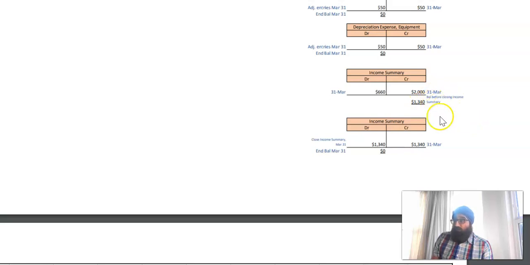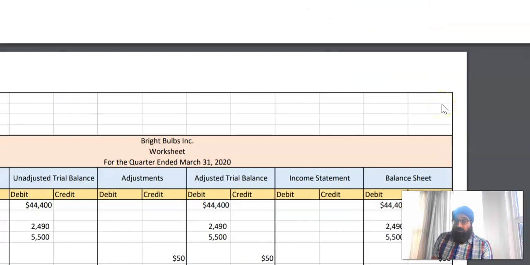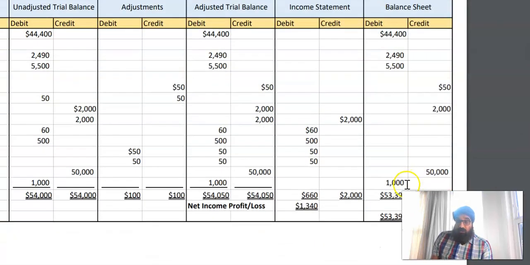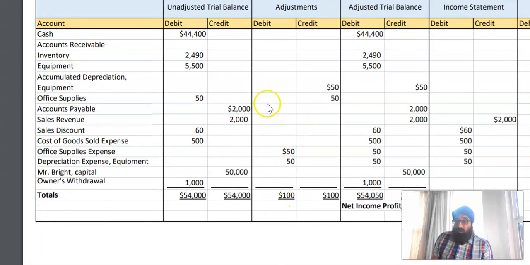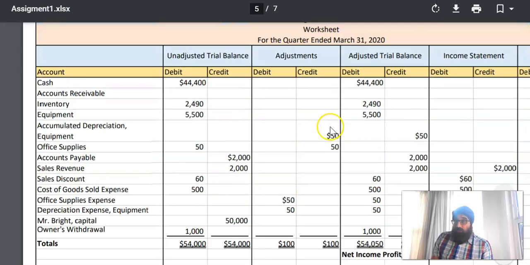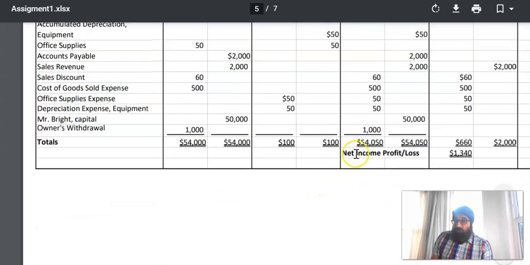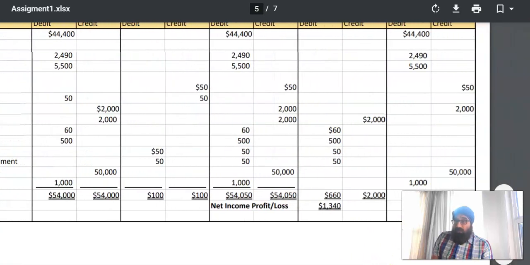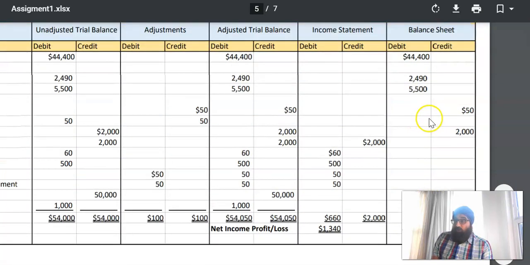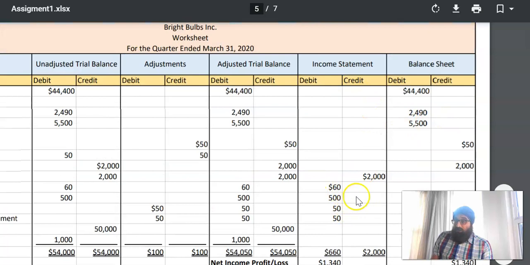But again, Susan left a note here. She said before closing, which is okay. She explained why it's left as is. Here is the worksheet. Again, it's a really clean looking worksheet, starting with your unadjusted balances, then our adjustments, then our adjusted trial balance, and finally we move the numbers over for our income statement preparation and our balance sheet preparation. So some of you left this as is.